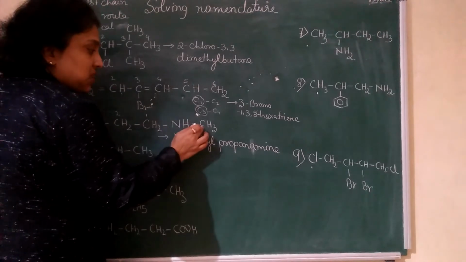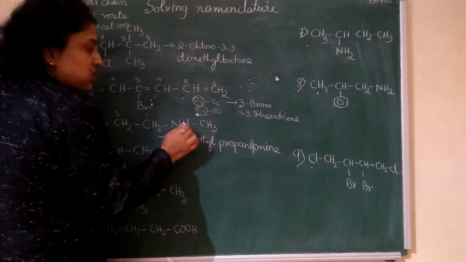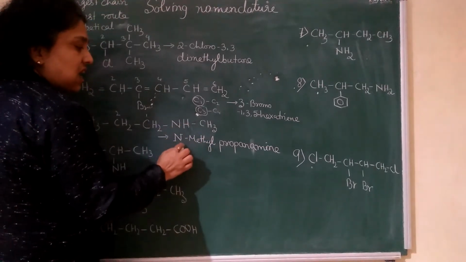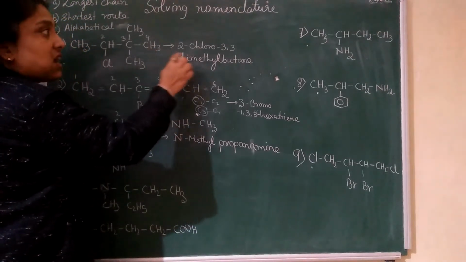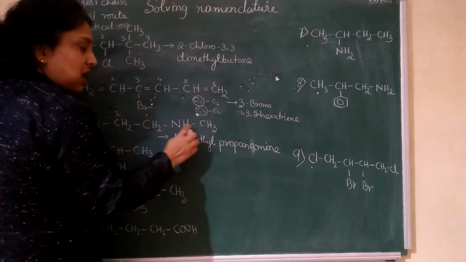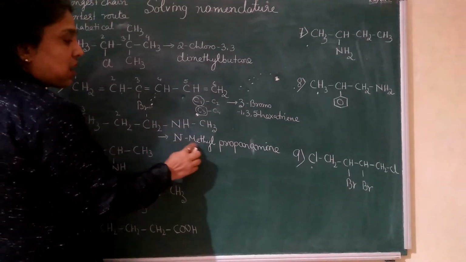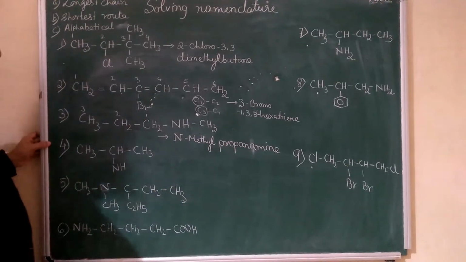N is the substituent. How many substituents? If it is 2 substituents, suppose the N hydrogen is substituted with another methyl. So what will we write? N twice. For others we used to write the number, but here there is no need. For amine groups we will write N. So N,N-dimethyl propanamine. Okay, understood?